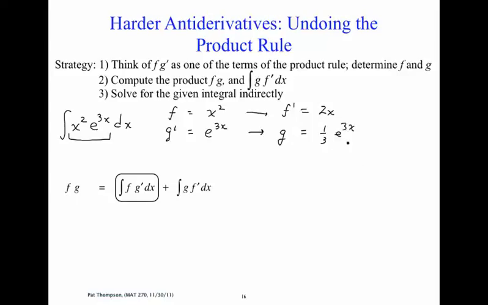If you're not sure, what can you do to make sure that's the right g? Take the derivative, right? Do your check. Make sure that its derivative is that, which it is. Okay, now we're ready to set this up. This is our answer, call it capital A, plus the integral of g f prime, which would be 1/3 e to the 3x times f prime, and that's 2x. And then f times g is x squared times 1/3 e to the 3x.